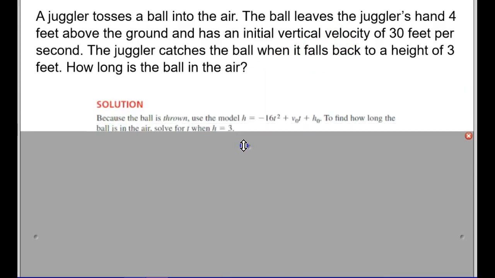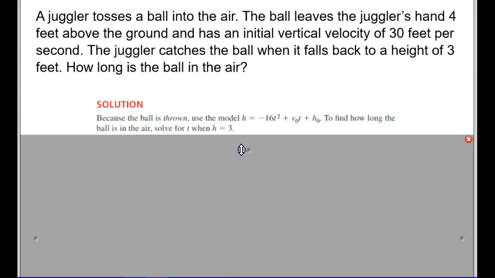So I have a juggler that tosses a ball into the air. The ball leaves the juggler's hand 4 feet above the ground and has an initial velocity of 30 feet per second. The juggler catches the ball when it falls back to a height of 3 feet. How long is the ball in the air? So the first thing I want to do is figure out what my equation is, and then I can solve for when h equals 3.